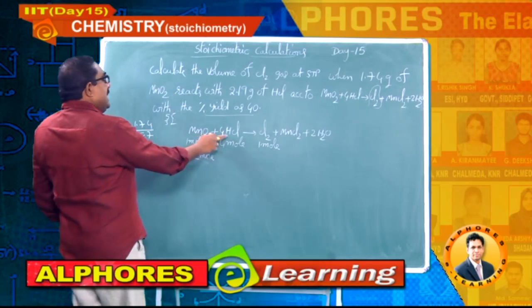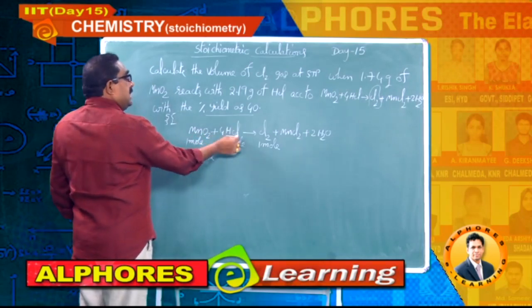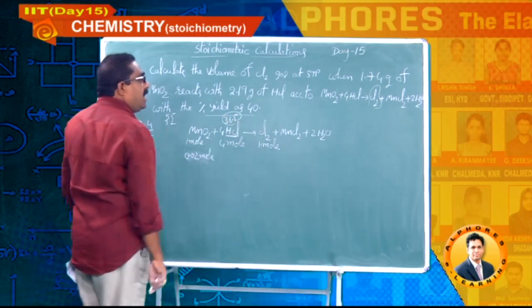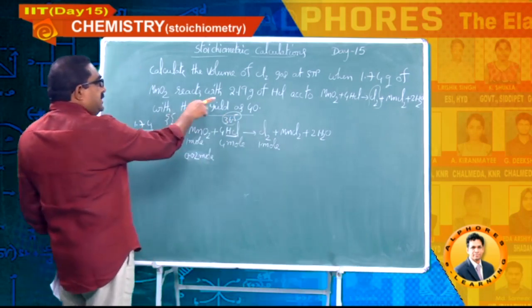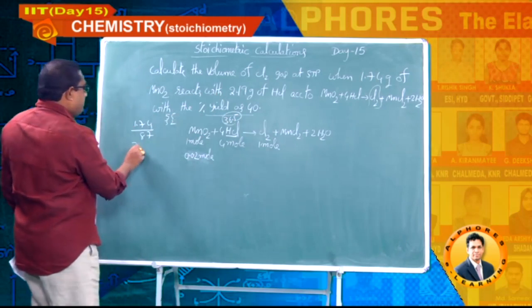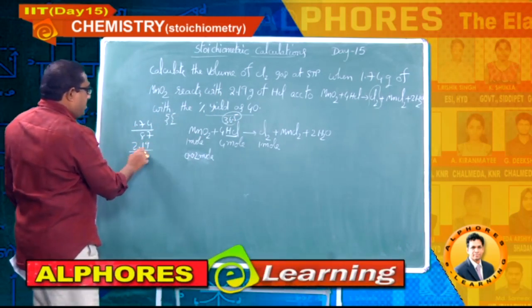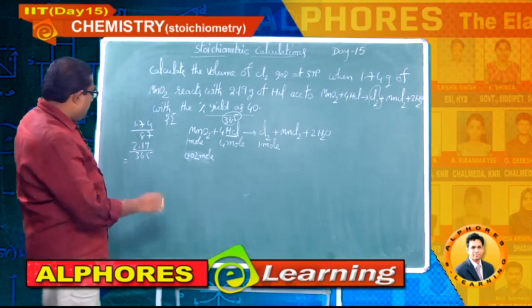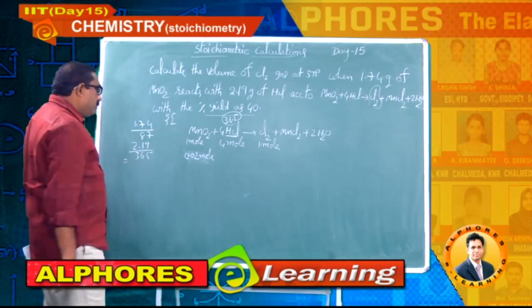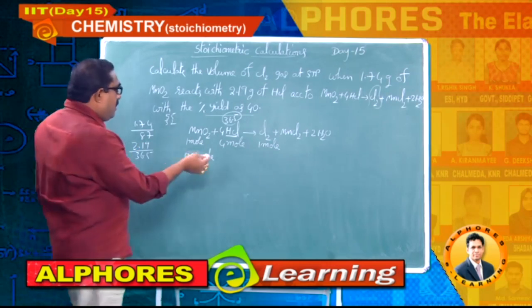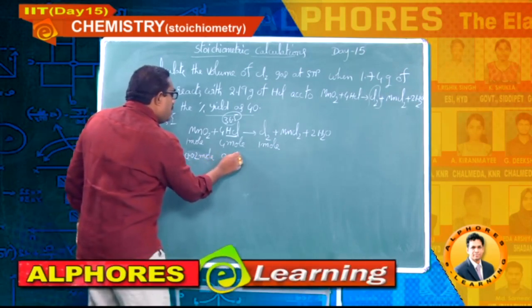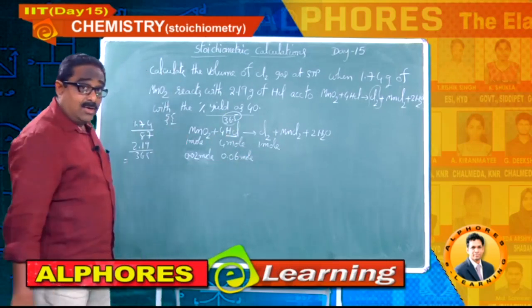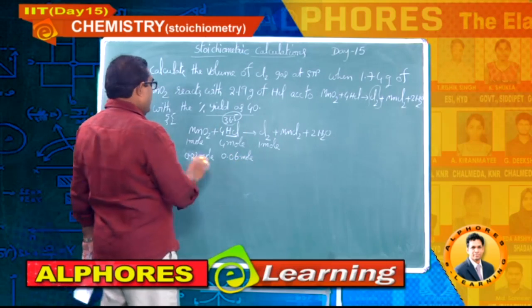Right. HCl we know 35.5 plus 1, 36.5 is the molar mass, but mass of HCl he has given as 2.19. I am calculating the moles. 36.5 into 19. So you can write it as here 0.06 moles. 0.06 mole. Okay.